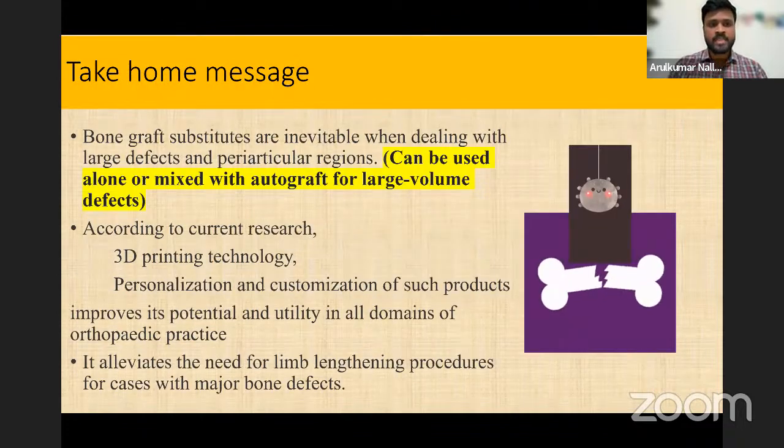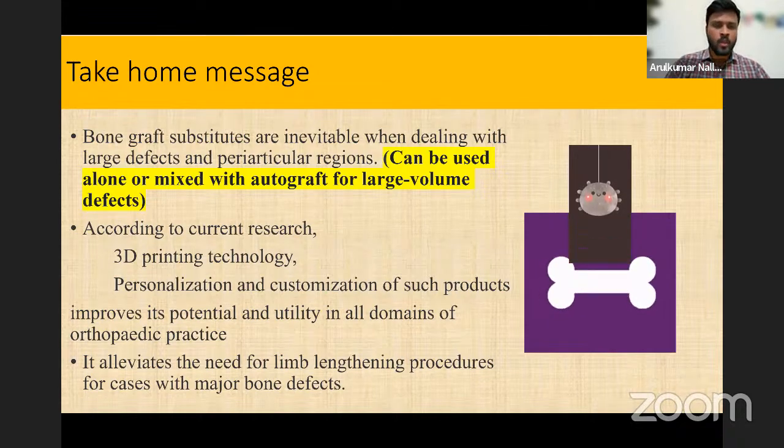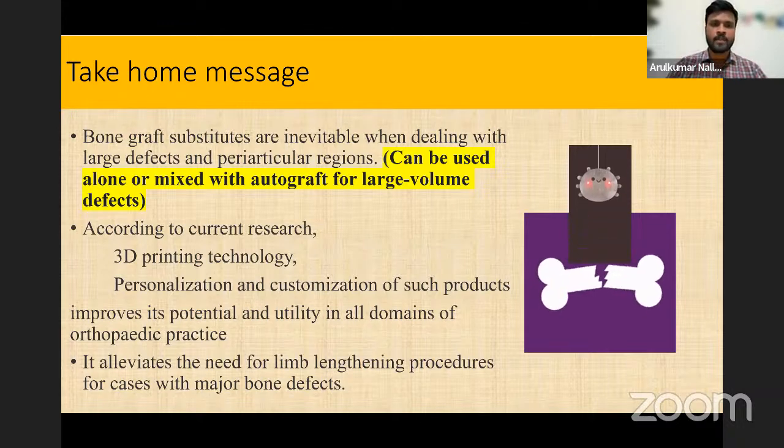So the take-home message is bone graft substitutes are inevitable when we are dealing with larger defects and periarticular regions. They can be used alone or mixed with autografts for dealing with large defects. According to recent research, 3D printing technology and personalization and customization of such products improve their potential and utility in all domains of orthopedic practice. And further, it alleviates the need for limb lengthening surgeries in cases with major defects.